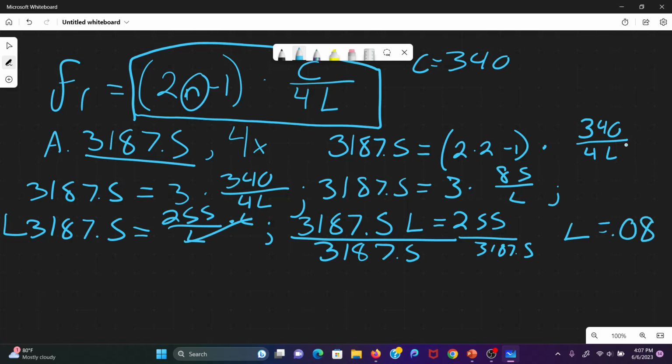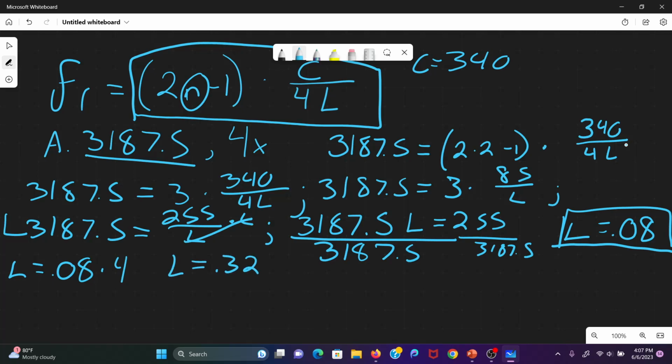Okay, that's not your answer. Not yet. It's like the first answer of this two-part question. What you have to do now is you have to multiply the new L equals the old L, which is 0.08 times 4. 0.08 times 4 is 0.32. So now we know that L equals 0.32. Now we can figure the new second resonant frequency.